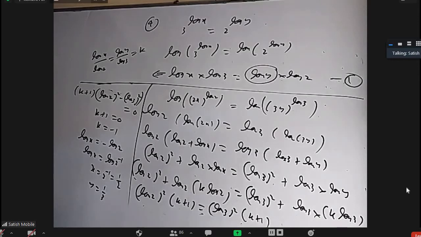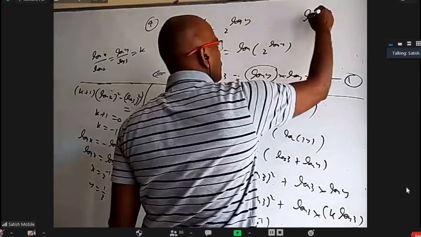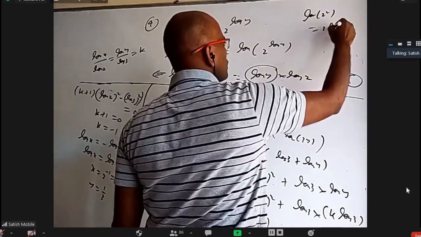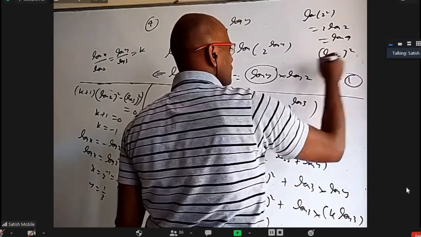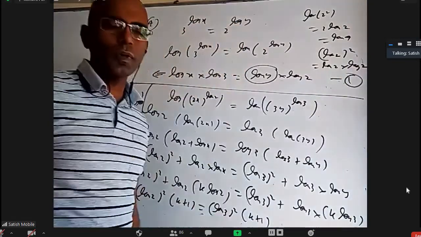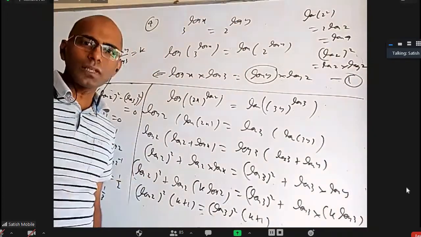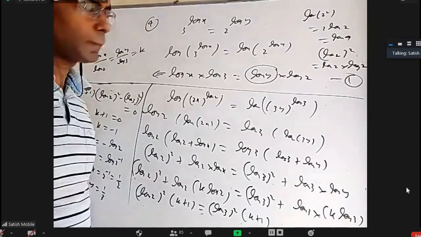Sir, log 2 whole square is not equal to log 2 square, no, sir? No, yes, correct. Because log 2 square is log 4. Log of 2 square means it is 2 log 2 you can write, or log 4 you can write. Log 2 whole square is equal to log 2 into log 2, and log a into log b, we don't have any formula. Log a plus log b is log a into b. But log a into log b, we don't have any formula.